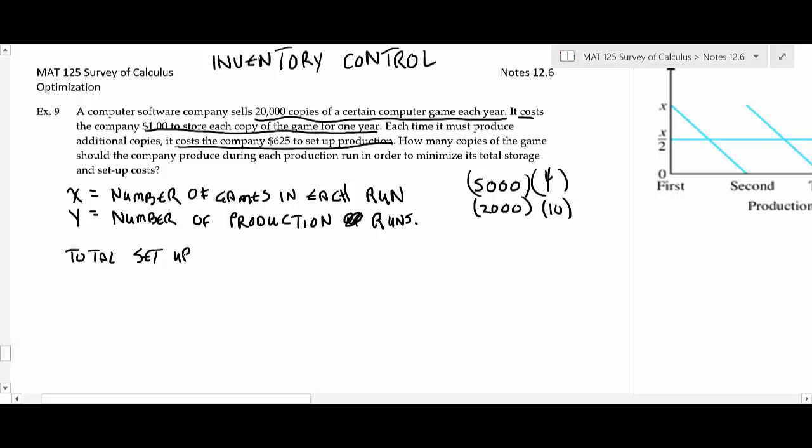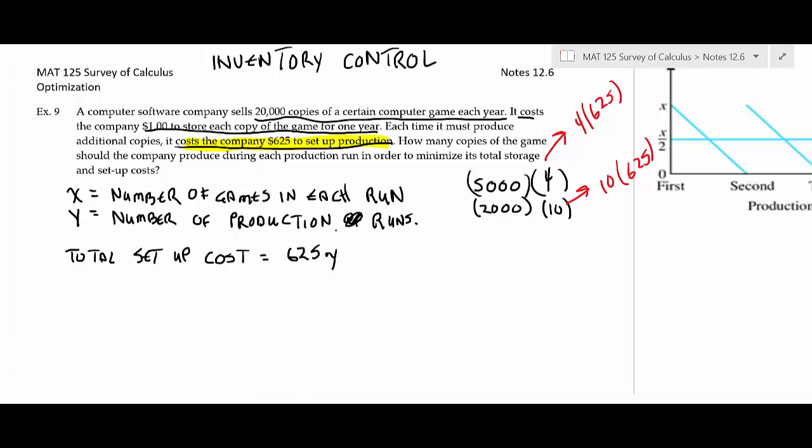You have to read the problem to see what that's telling you. So your total setup cost, what it said in the problem is, every time that you produce, it costs $625. So if you did 4 production runs, then that would be 4 times 625, right? If they did 10 production runs, then it would be 10 times 625. So in general, this would be 625 times y, because y is the number of production runs. So that's 625y. Okay, does that make sense?